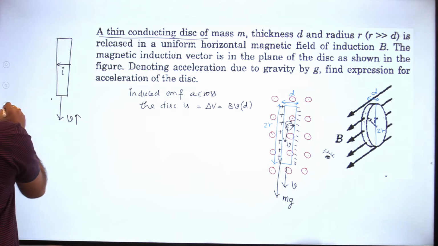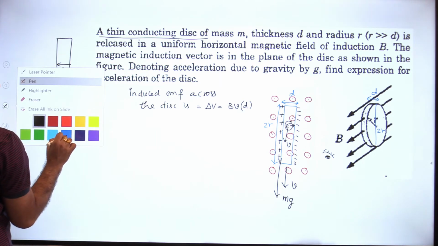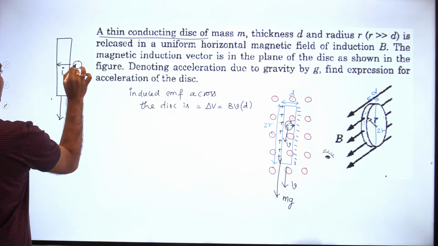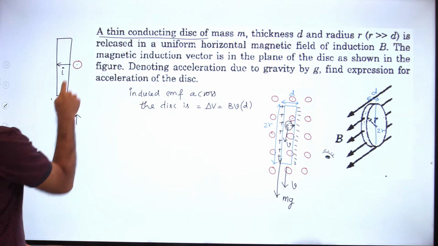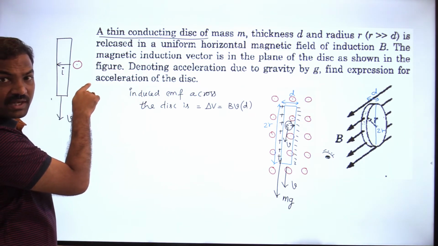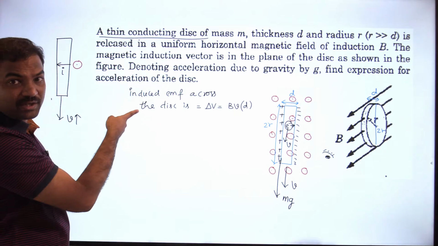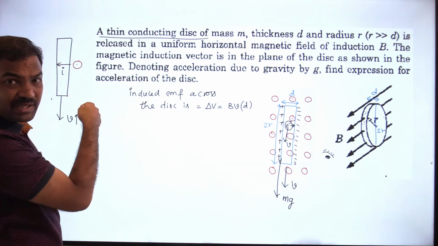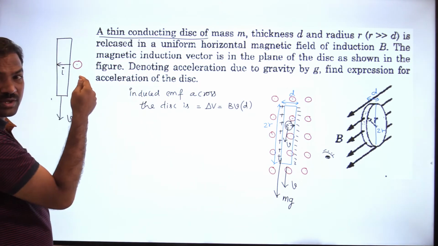As there is a current in the leftward sense, and the magnetic field is out of the board, then L bar cross B bar. This is L bar. Now I am calculating the force acting on the disk due to the magnetic field. So the current direction will be the L bar and the magnetic field is out of the board.